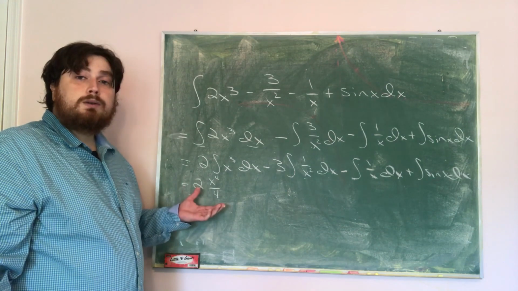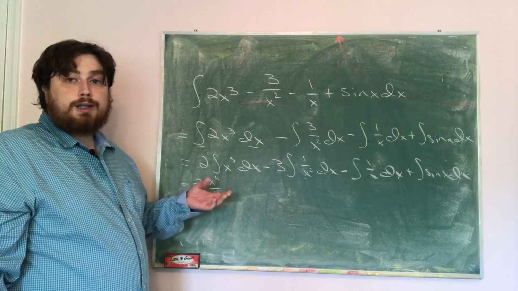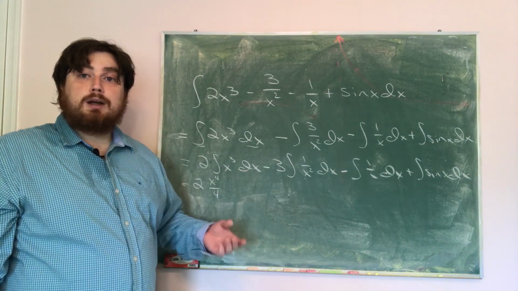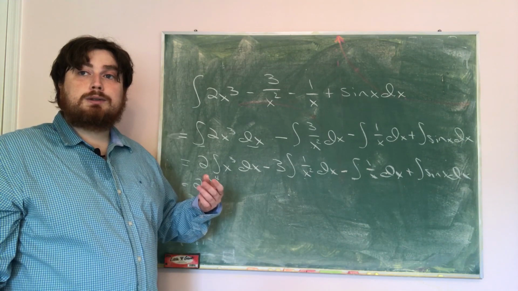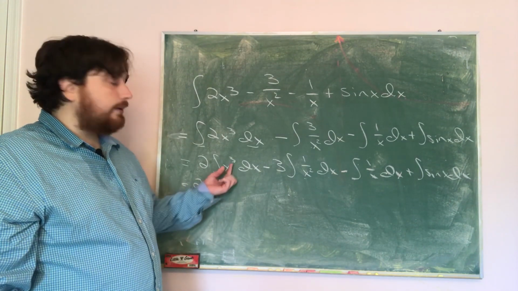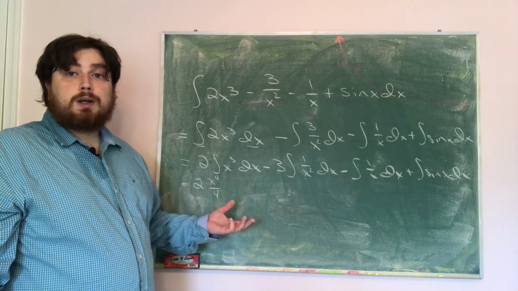Now, you can also do this for any power function and say the antiderivative of x to the n is, well, I should add 1, but then I'm going to be off by a factor of n plus 1, so therefore I should divide by n plus 1. And so in general, the integral of x to the n is just x to the n plus 1 over n plus 1.